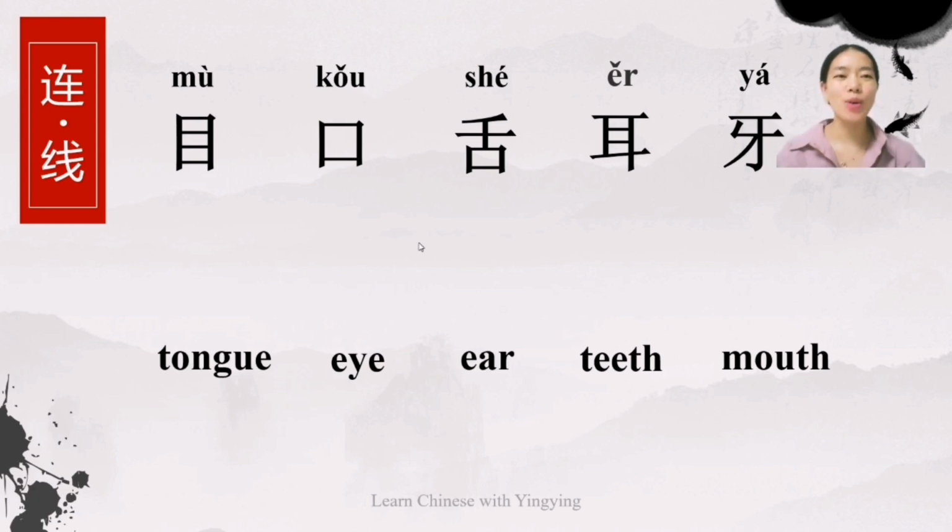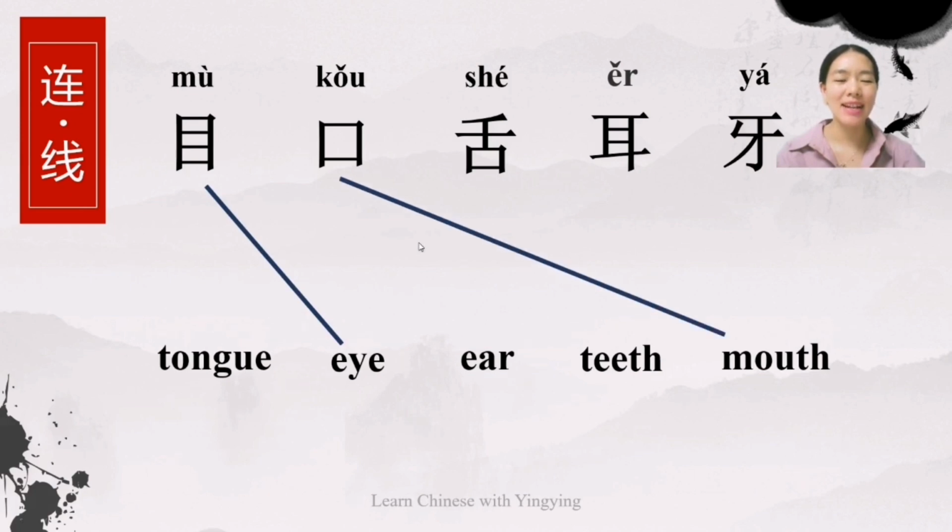First one is mu. It means eye. Next one is kou. It means mouth. Next one is 舌. It means tongue. Next one, 耳. It means ear. Last one, 牙. It means teeth.